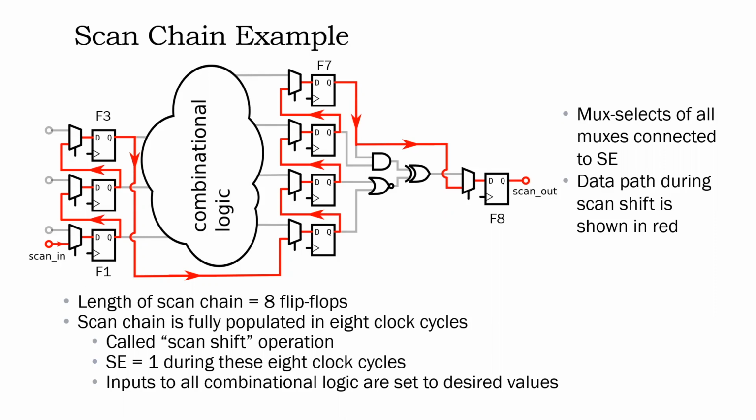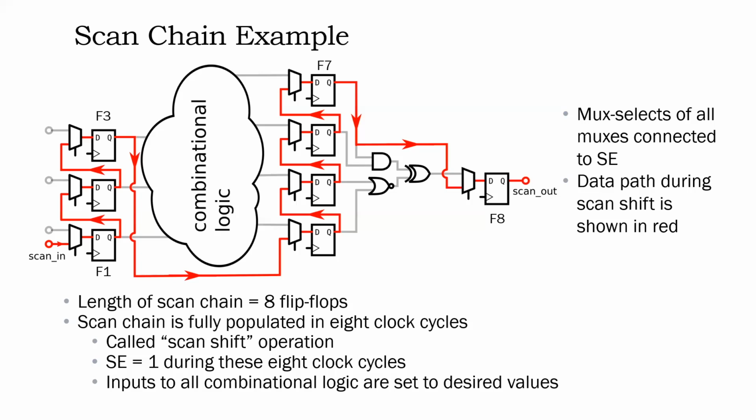And so if you look at the flip-flop F7, its predecessor in the scan chain is F6, and the next flip-flop in the scan chain after F7 is F8, which you see on the right here. So every flip-flop, if it's in the scan chain, will have a previous flop and a next flop in the scan chain, except there will be one flop. In this case, F1 is the first flip-flop in the scan chain.